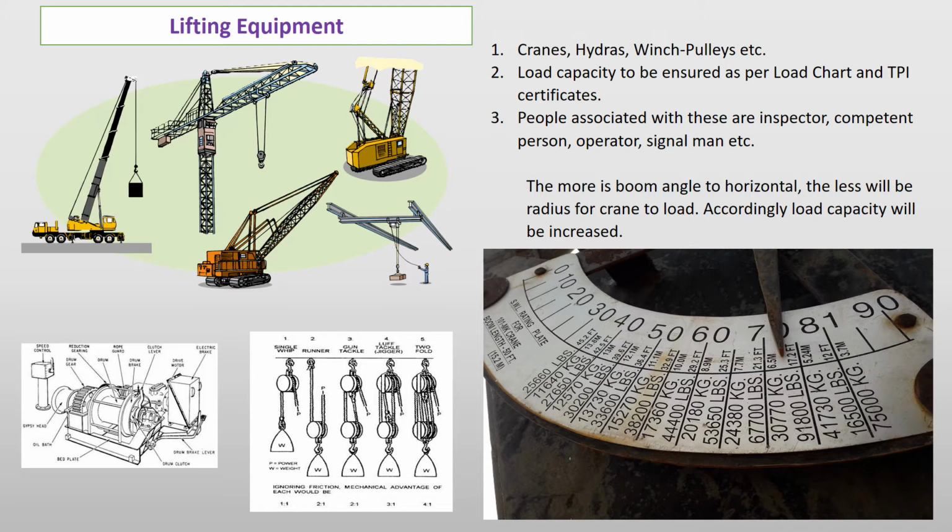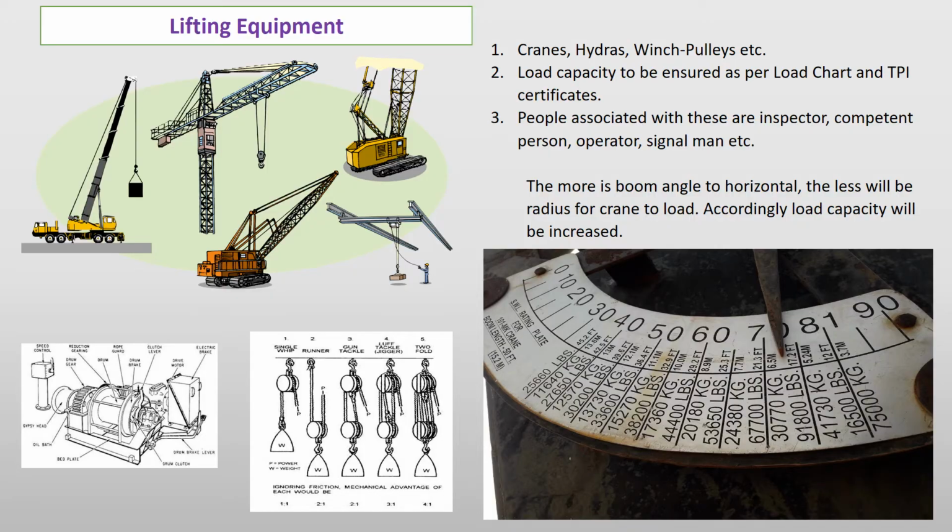the load. The load capacity of these equipments is generally obtained from the load chart or third-party inspection certificate from the competent person. The more the boom angle to the horizontal, the less will be the radius for the crane to lift the load. Accordingly, load capacity will be increased. For lifting by means of winches, please visit another video in my YouTube channel on winch pulley arrangement.